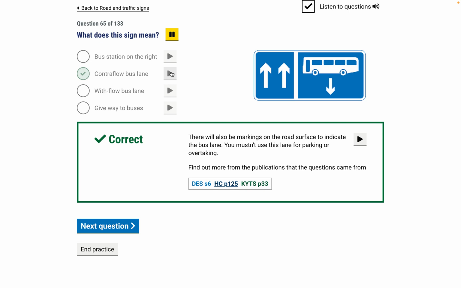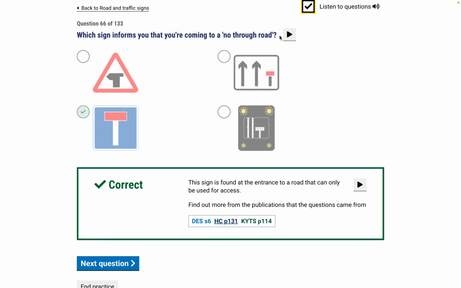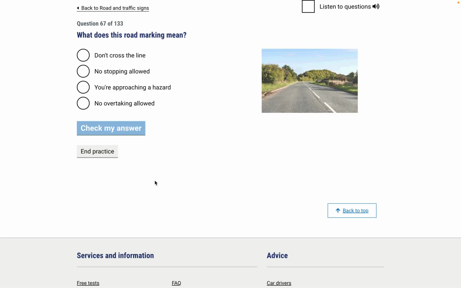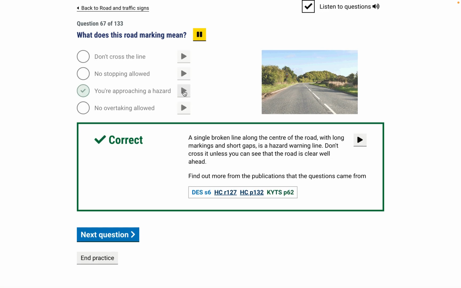What does this sign mean? Contraflow bus lane. Which sign informs you that you're coming to a no-through road? What does this road marking mean? You're approaching a hazard.